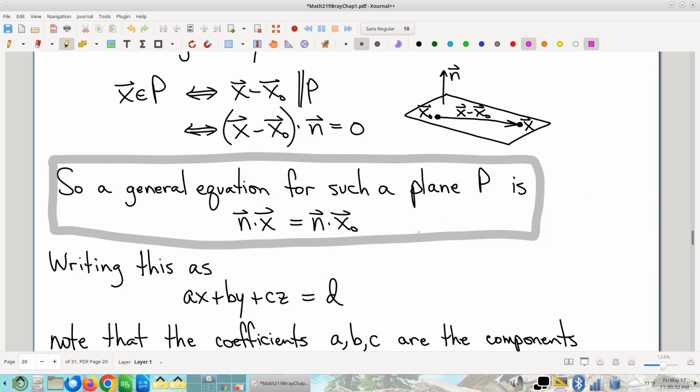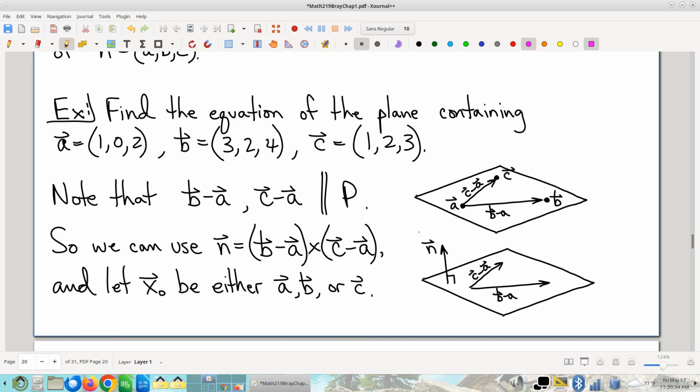Okay, so let's do one. Here's an example. This example gives us 3 points. Those 3 points, you will notice, define a plane. There's a unique plane that contains those 3 points. How would I find the equation of that plane? It's a standard, early example of this kind of stuff. Given 3 points, what's the equation of the plane?